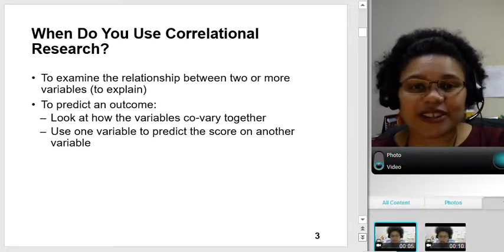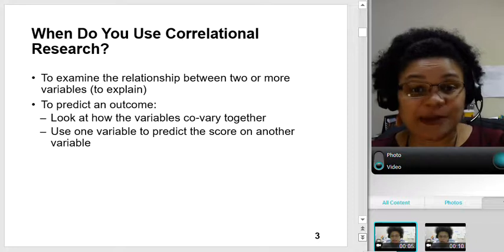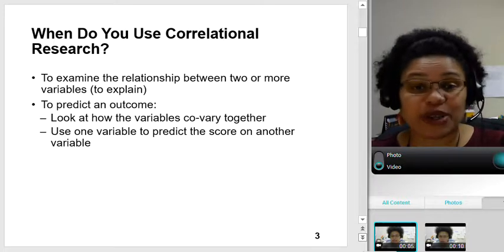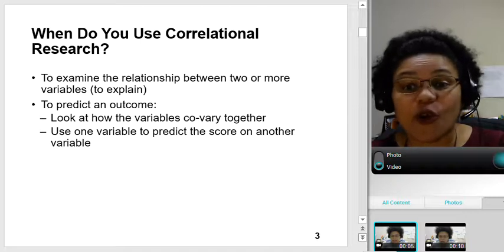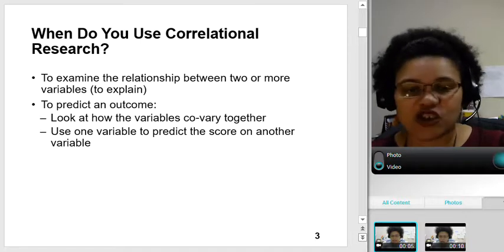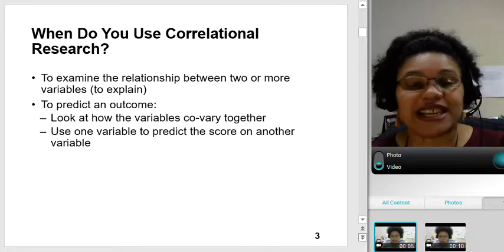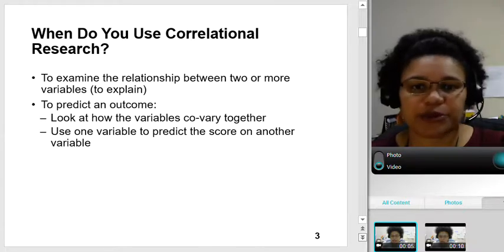Basically, you use correlational research to either explain or to predict. You can examine the relationship between two or more variables, or you can predict an outcome by looking at how the variables covary together, right? So you use one variable to predict the score on another variable.